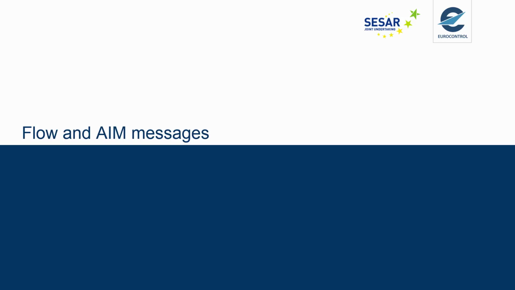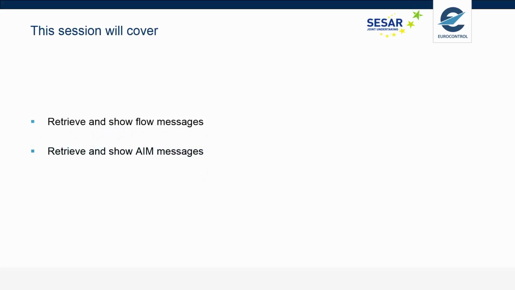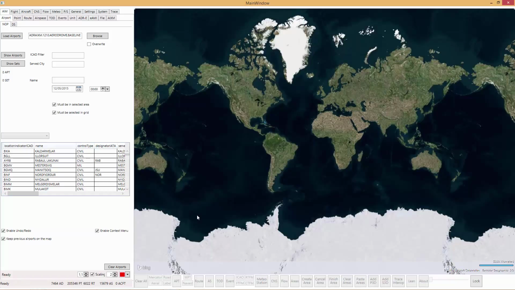Welcome to this session about flow and AIM messages. This session will cover how to retrieve and show flow messages and how to retrieve and show AIM messages. We will take a closer look at two types of messages. First of all, the flow messages.